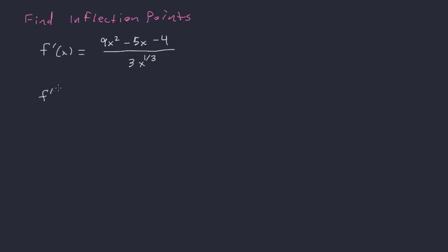Okay, and we're going to find f double prime. All right, so we're going to use the quotient rule here. So it'll be the derivative of the top, so that'll be 18x minus 5 times the bottom left alone. All right, then minus the top left alone, times the derivative of the bottom.